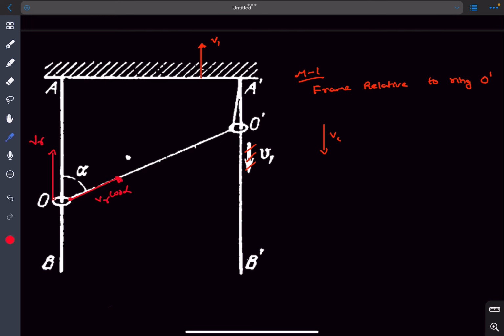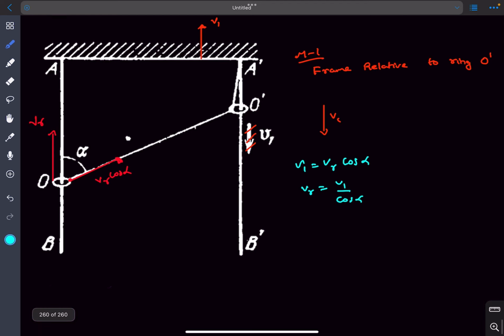So basically, VR is the velocity with which the ring moves upwards relative to this frame of reference, and the component of that VR along the string will reduce its length, and this rate of reduction of length must equal the rate of increase of length on this end, which is equal to V1, and hence we can say that V1 equals VR cos alpha. And from here, we can easily get VR as V1 upon cos alpha, as V1 and alpha are known quantities.